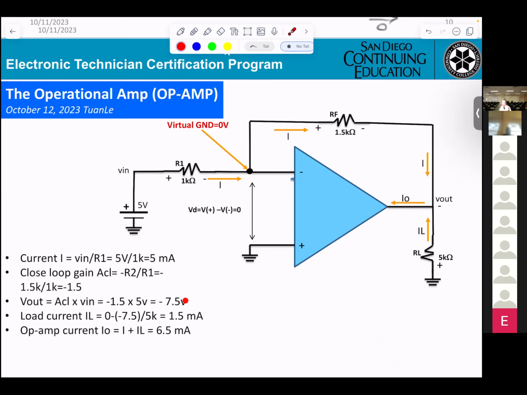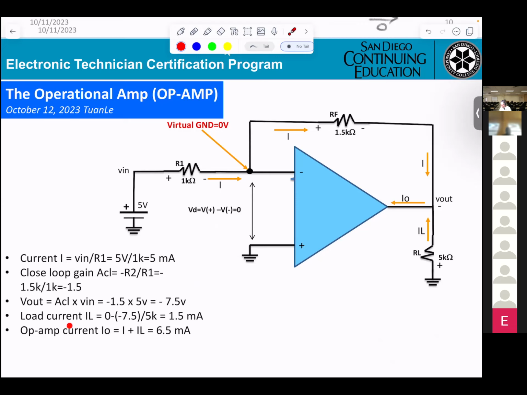This is what we call an inverted amplifier. That means if the input is positive, the output will be negative. If the input is negative, then the output will be positive. That's what they call inverted.